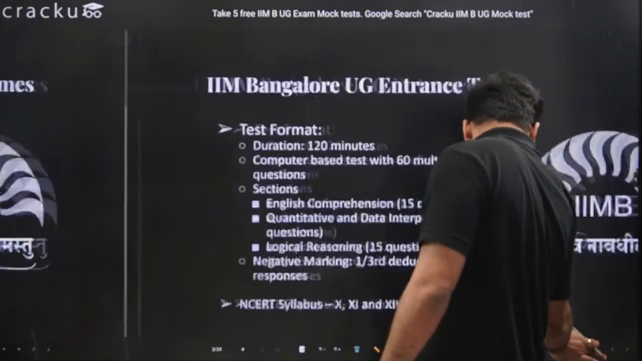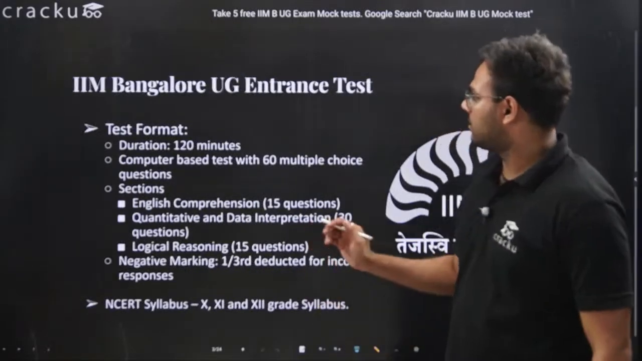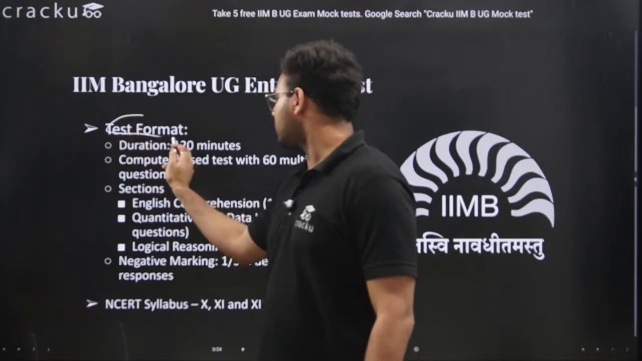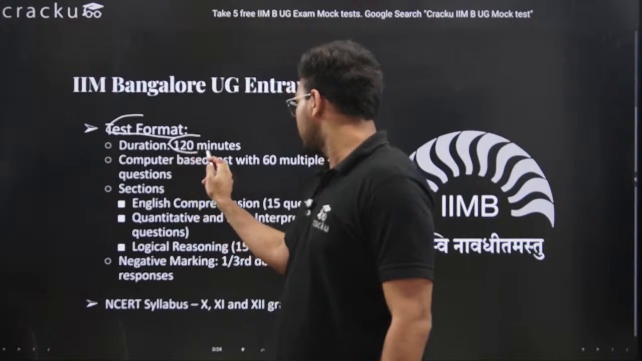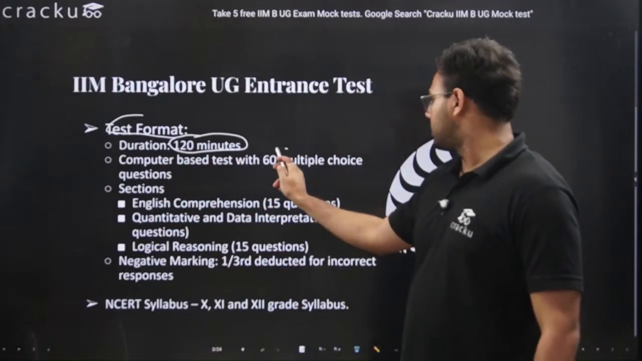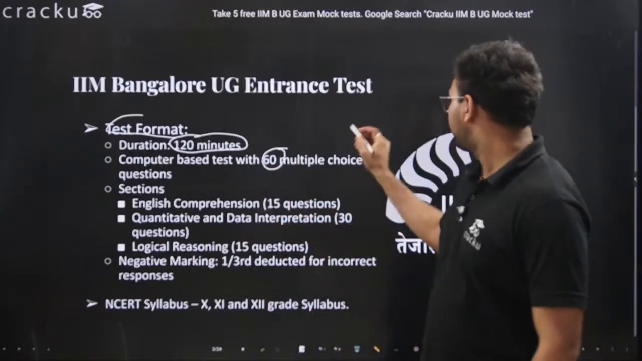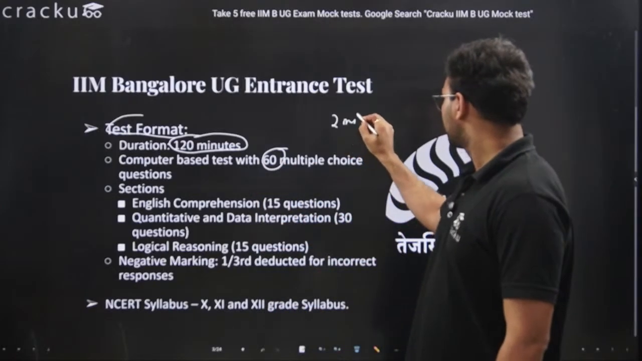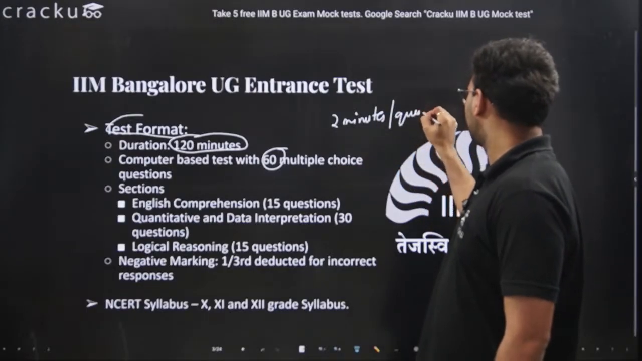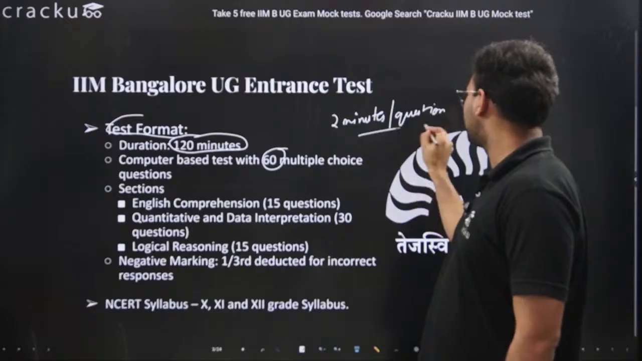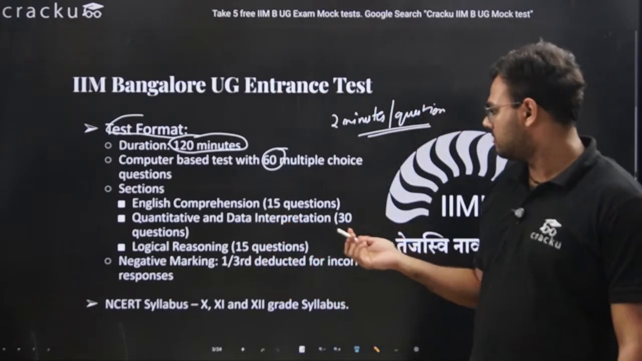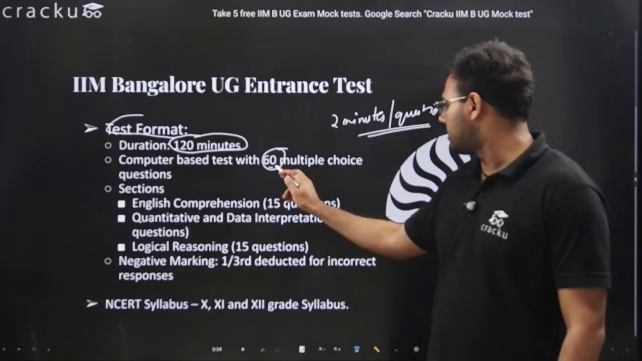Now, a general structure of the exam. The test format: the duration of the test is 120 minutes. It is a 2 hour examination, a computer based test with 60 multiple choice questions. So you have roughly around 2 minutes per question. In general, on average, you should spend 2 minutes per question. So okay, there are 60 multiple choice questions.